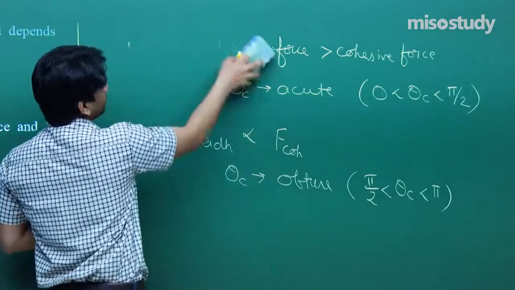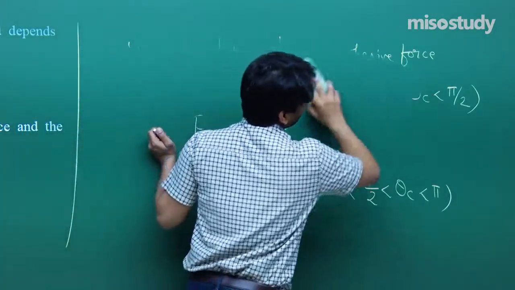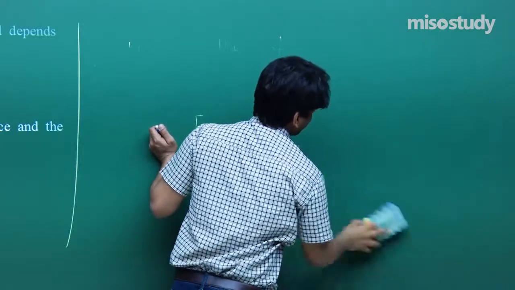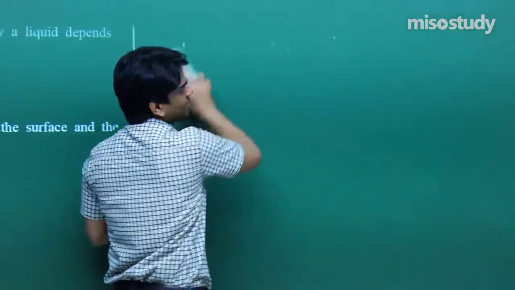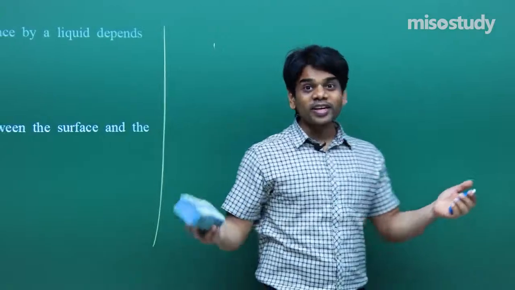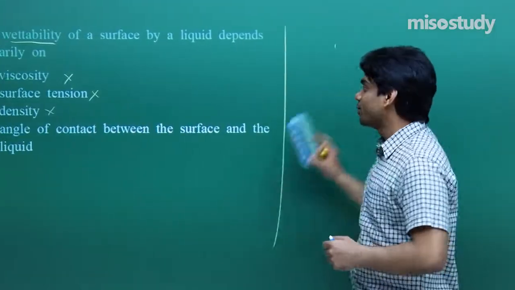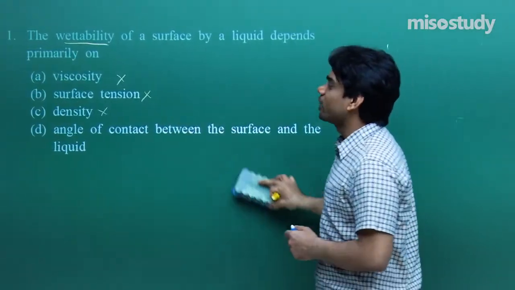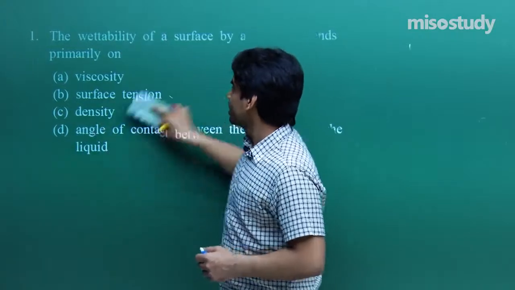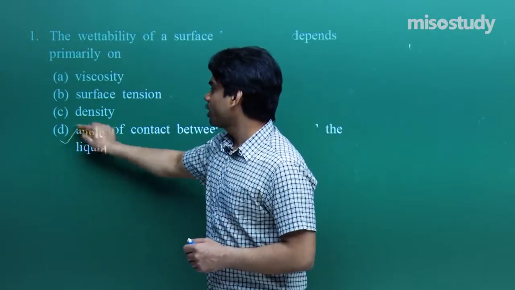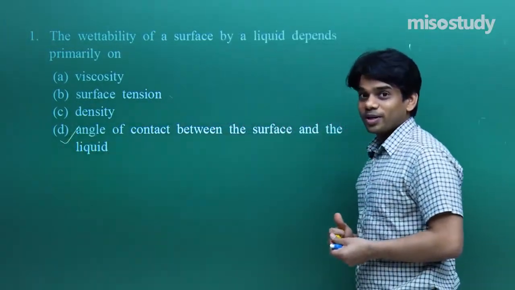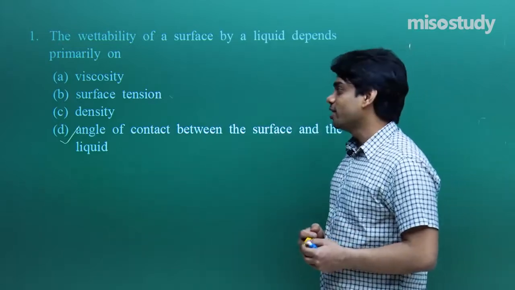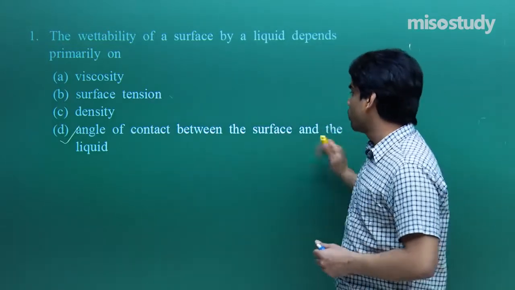Now after this, we can clearly make out that if adhesive force is more, it's going to wet the surface, hence the angle of contact will give you the idea of wettability of a surface by a liquid. So the right answer is option D, angle of contact. I believe you have understood the logic behind this: angle of contact between the surface and the liquid.